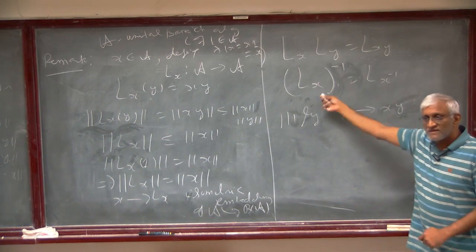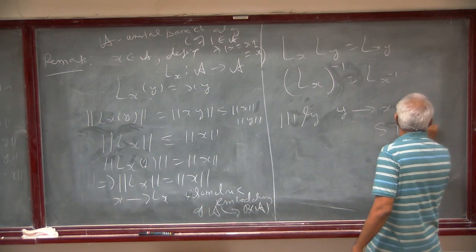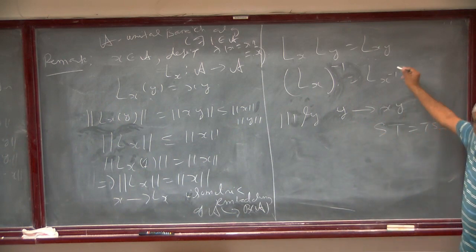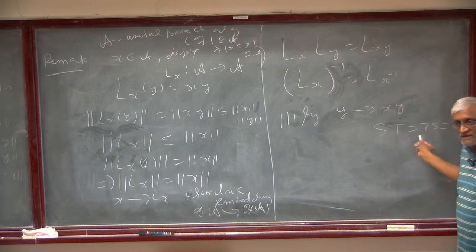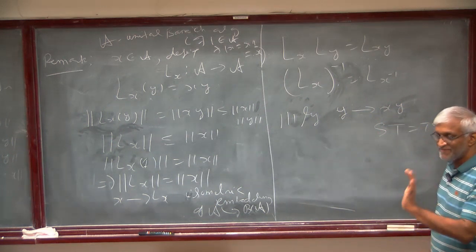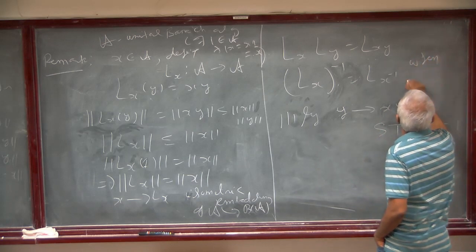If you have an operator T, the inverse is whatever S such that TS equals 1. The identity operator is there, and this will satisfy this. It works when it is invertible, sorry, when x is invertible.